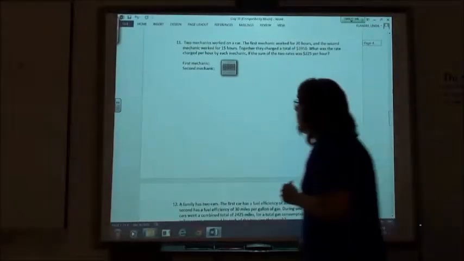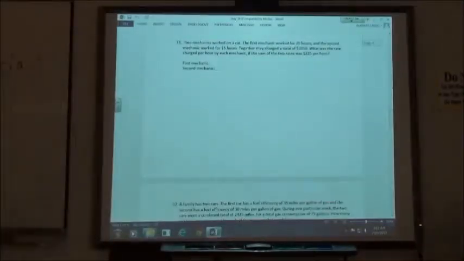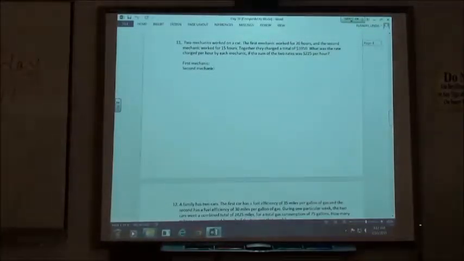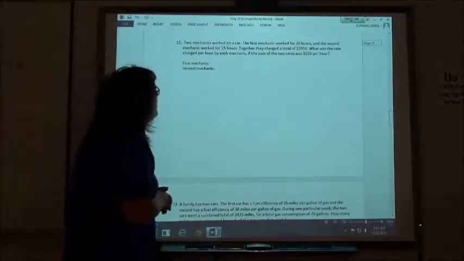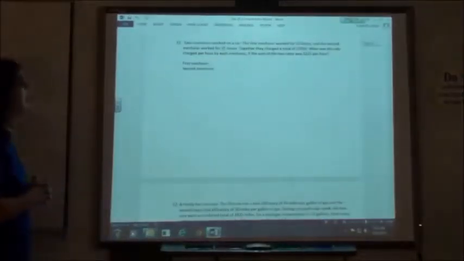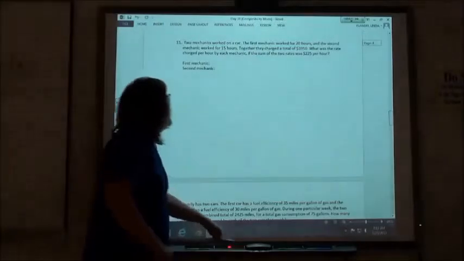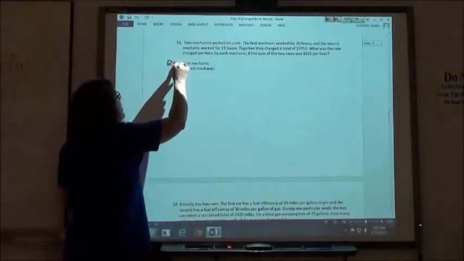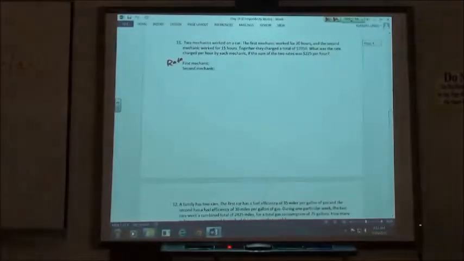Number 11 says, 2 mechanics worked on a car. The first mechanic worked for 20 hours, the second mechanic worked for 15 hours. Together they charged a total of $3,950. What was the rate charged per hour by each mechanic if the sum of the 2 rates were $225 per hour? So we're finding the rate of each of my mechanics, right? How much did they each charge per hour?